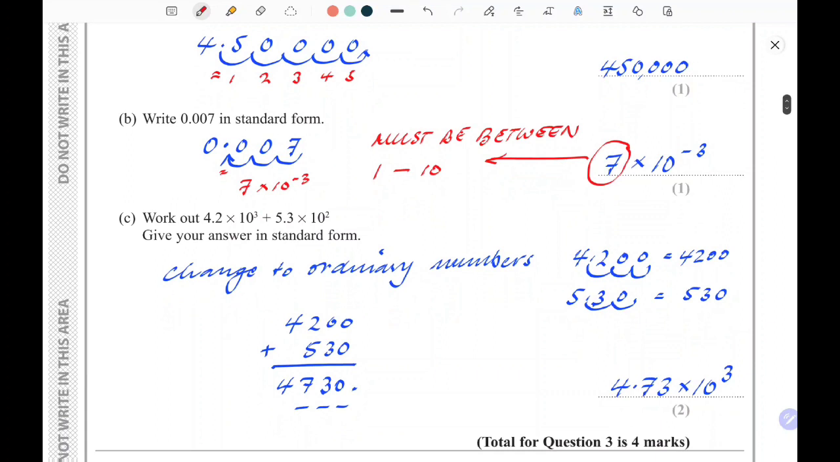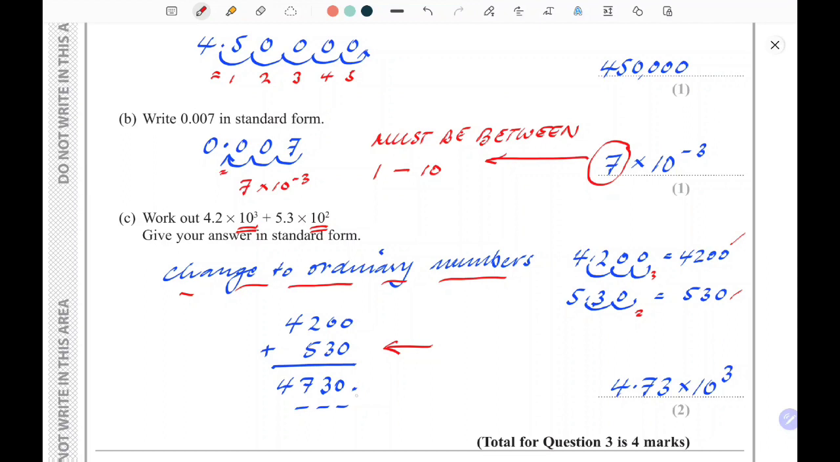Right, next one. Now in this one, because look, the powers are different, right? They want us to add two numbers which are of different powers of 10. So in this case, we need to change the numbers to ordinary numbers. So 4.2 times 10 to the 3, move the decimal place 3 times, and you get 4,200. And the 5.3, we move the decimal place twice, and that makes it 530. And then just plain addition, all right, not too difficult.